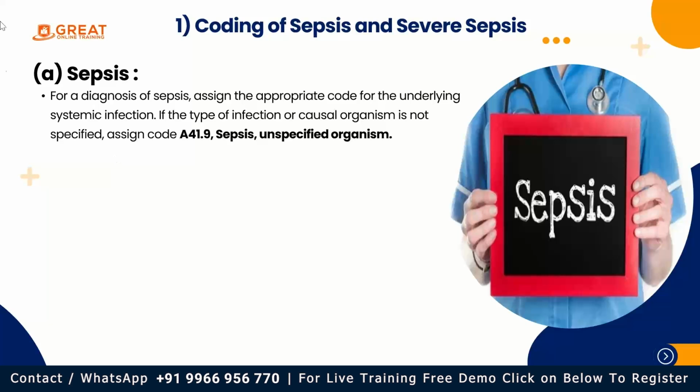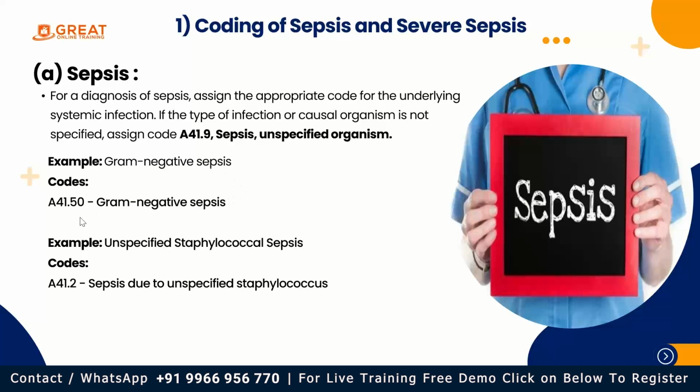For a diagnosis of sepsis, assign the appropriate code for the underlying systemic infection. If type of infection or causal organism is not specified, assign code A41.9, which is for sepsis, unspecified organism. For example, if gram-negative sepsis is documented, we have to use code A41.50, which is for gram-negative.